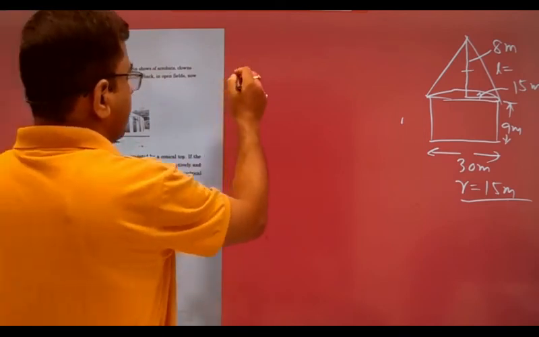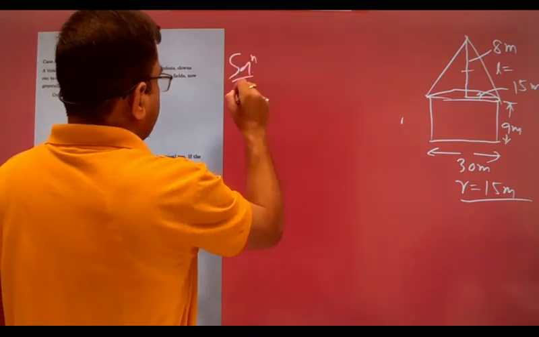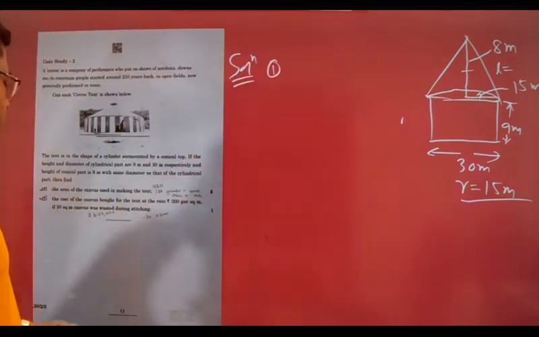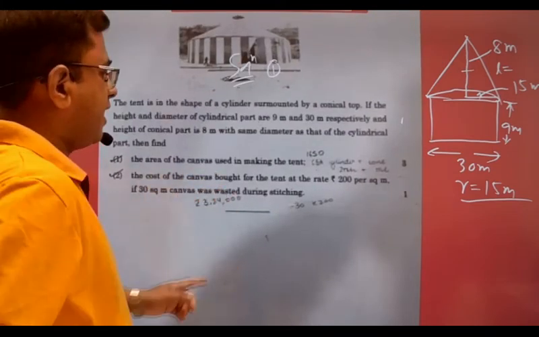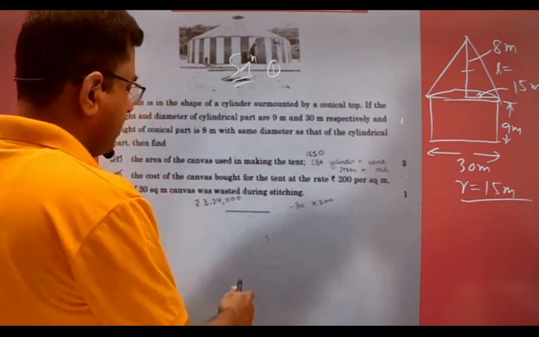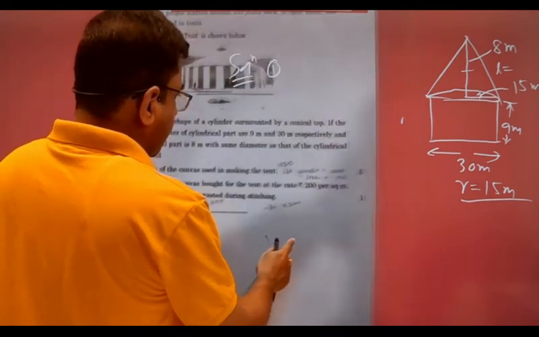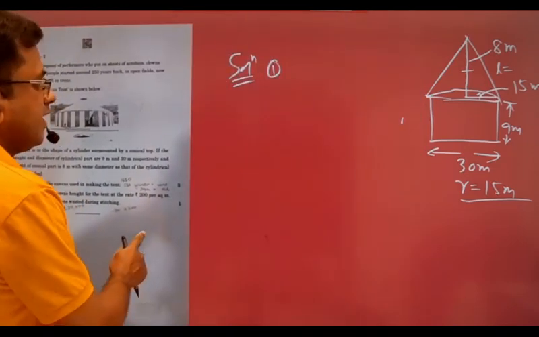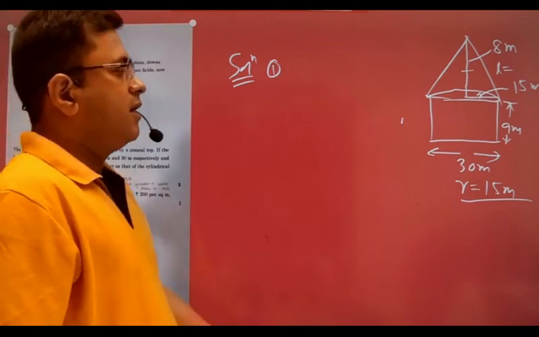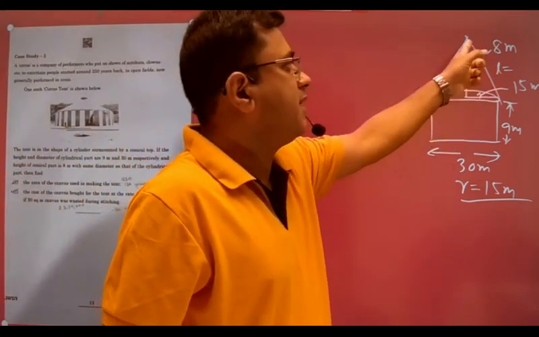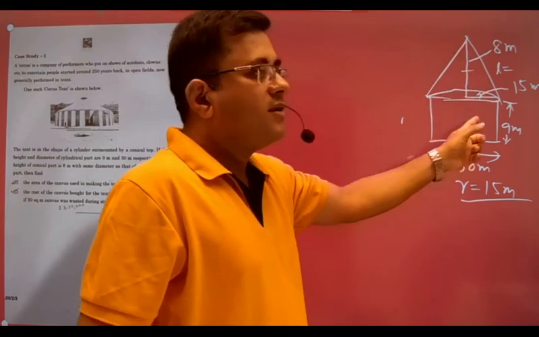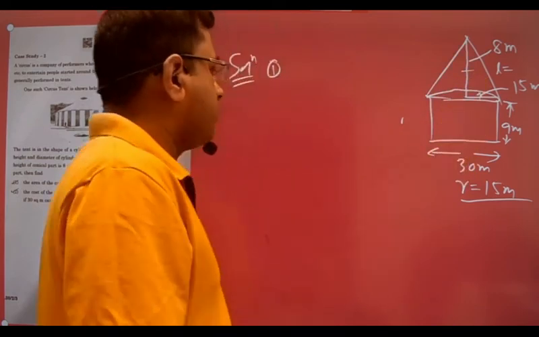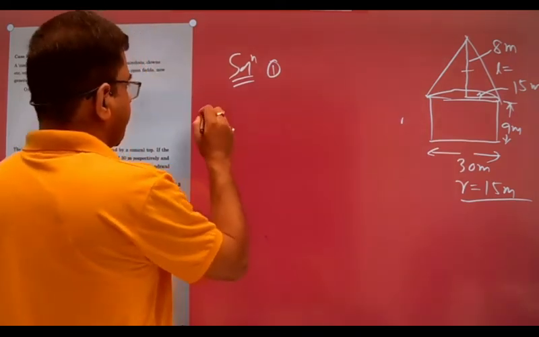So let us find out the first part of the question. Here in the question, you need to find out the area of the canvas used making the tent. So what will be the total area of the canvas? The area of the canvas is the curved surface area of the conical part plus the curved surface area of the cylindrical part.